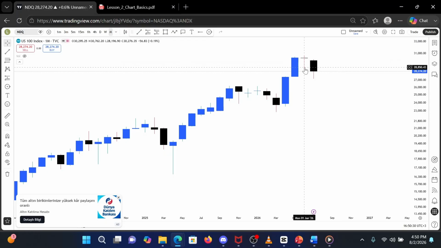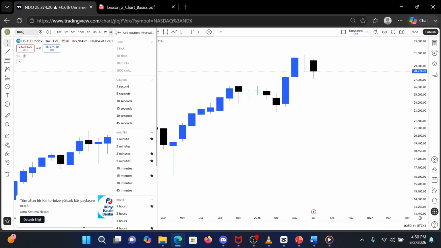This takes 30 days to form, because on the monthly time frame, this is the weekly, this is the daily, this is the 4 hour, this is the 1 hour, this is the 15 minutes, this is the 5 minute, 3 minute, 1 minute. We have many more down. As you can see, the seconds are here, the 2 minutes or the hour, they are all there.